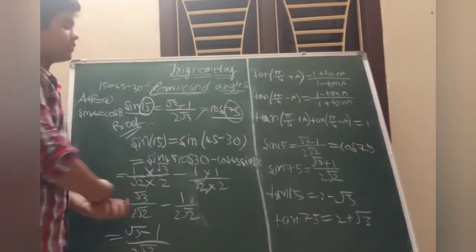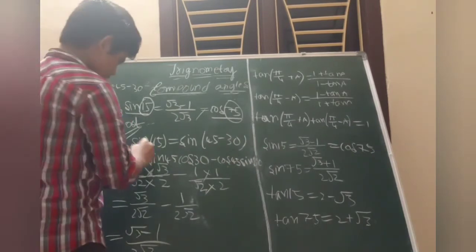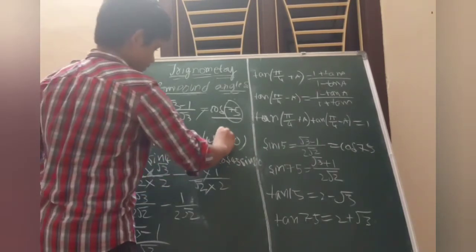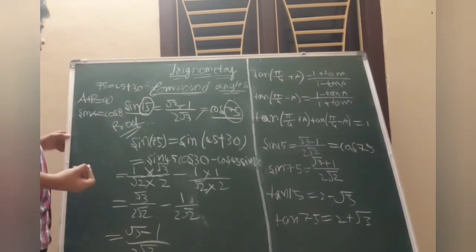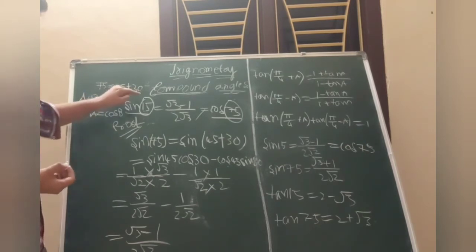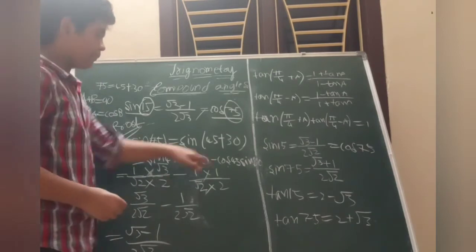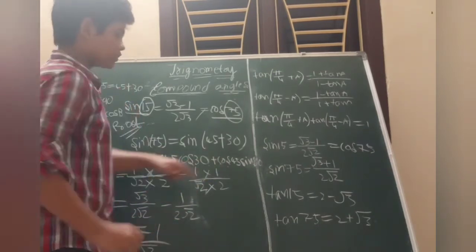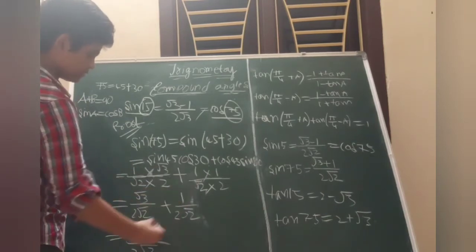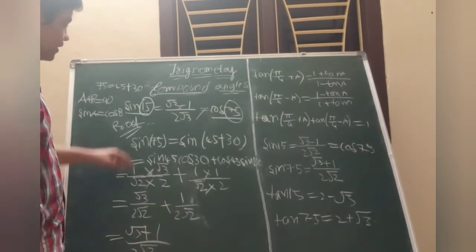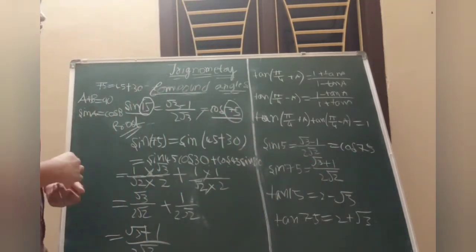In the same way you can also find the value of sin 75. In place of 75 we can write 45 plus 30, since we know the values of 45 and 30. So it becomes sin 45 into cos 30 plus cos 45 into sin 30. So here it becomes plus, plus, plus. So hence sin 75 is equal to root 3 plus 1 by 2 root 2.